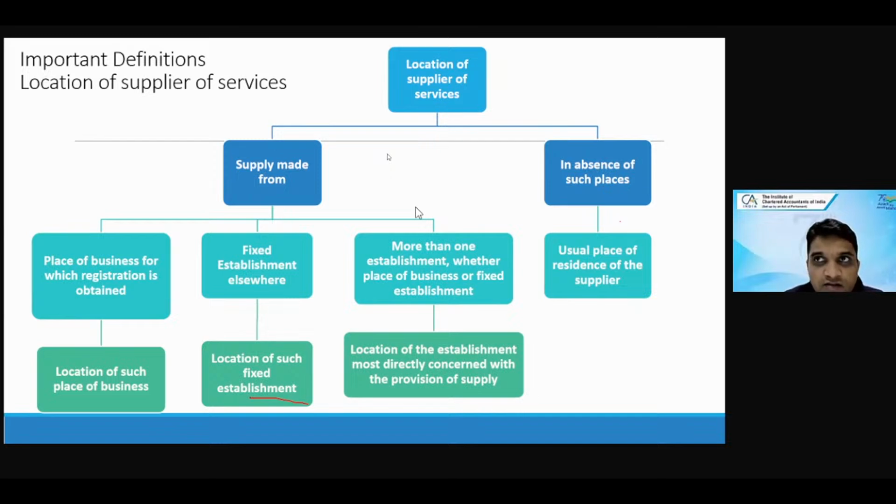It is given for a situation where, even if you have not registered, that can still be a place of supply, is what the law is trying to say. You cannot say, no, I have not registered that place, I've registered this place, so from this place only I will pay GST. Not necessary. If you're providing services from a fixed establishment and it is registered, pay GST from there. If it is not registered, but you're providing services from there, still that can be the location of the supplier.